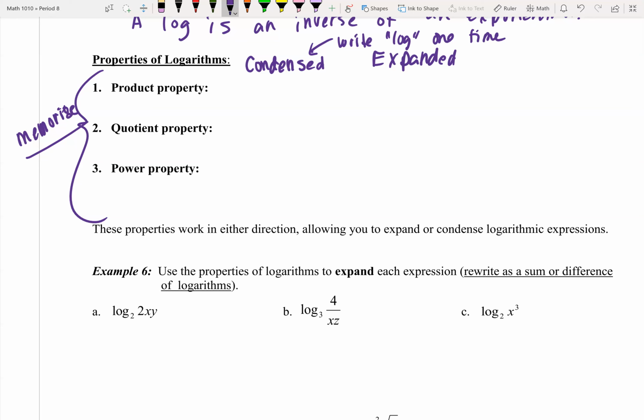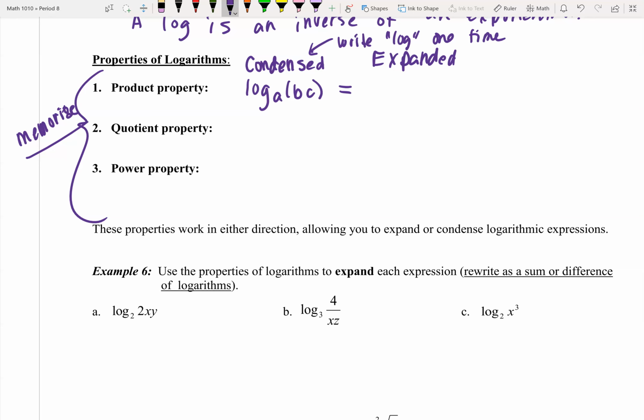Okay, product property. Product means multiply. Everybody write down log base A of B times C equals. So the B and the C are multiplied. That's why it's product. Condensed means squished in. Expand means make it big, right?